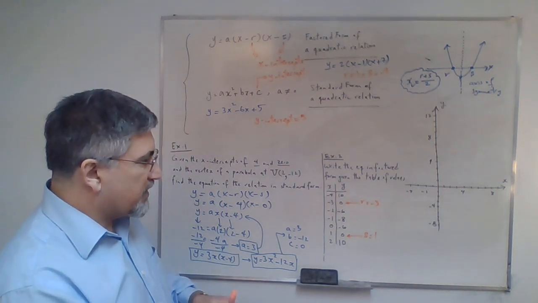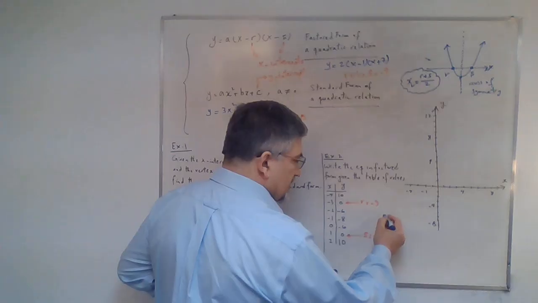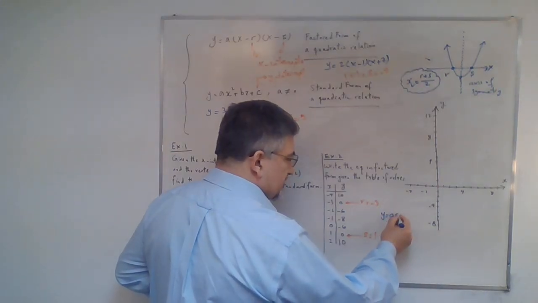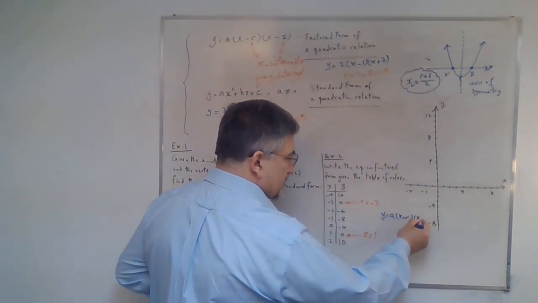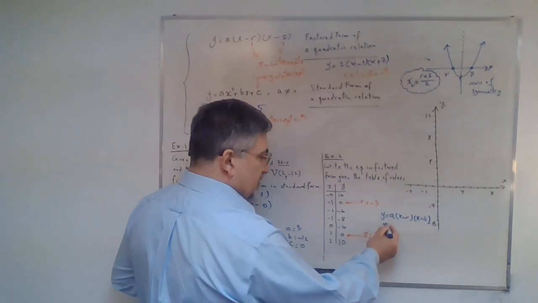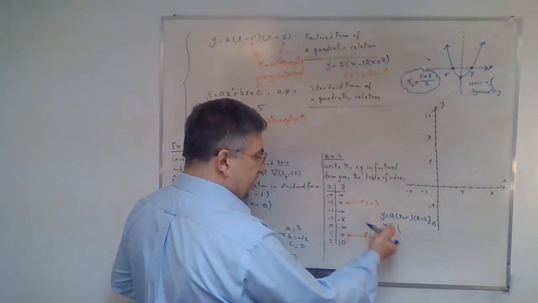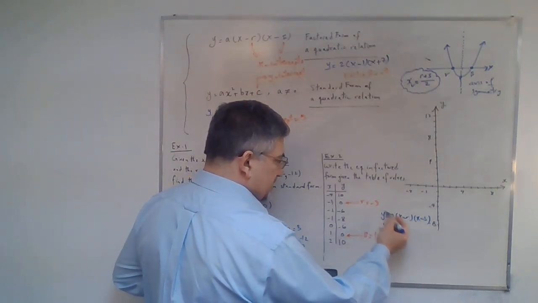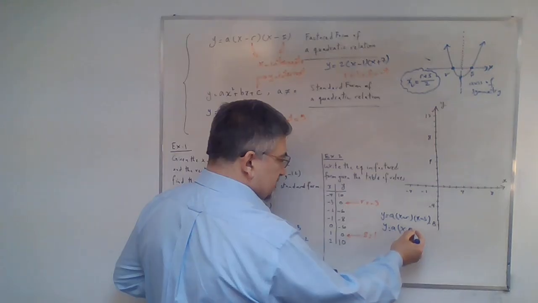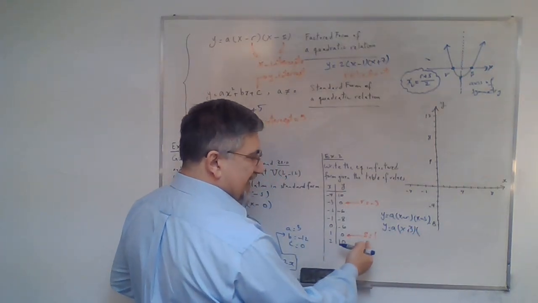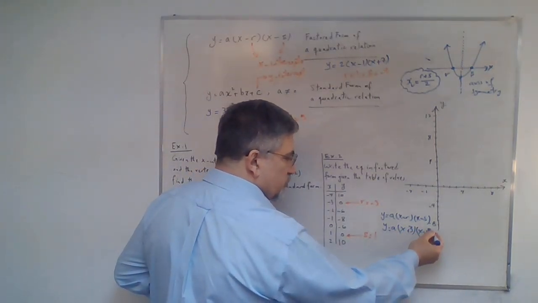Okay, so we may write the equation as y = a(x - r)(x - s). We don't know the value of a, but we know that r is -3, so x + 3, and s is 1, so x - 1.